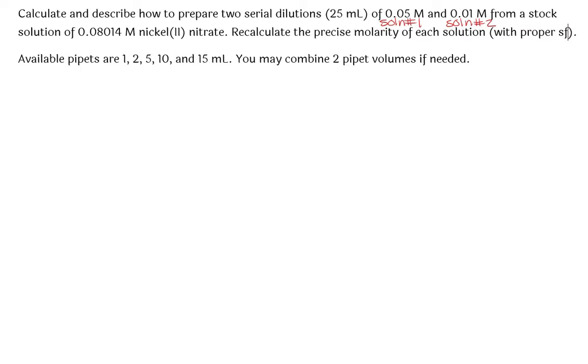What we'll end up doing is two calculations. We'll have two calculations for each solution. First, we'll calculate the volume that we need to pipette. We'll figure out what that volume is from a practical point of view, and then recalculate the molarity of that particular solution, incorporating the proper sig figs. You'll see how this works.